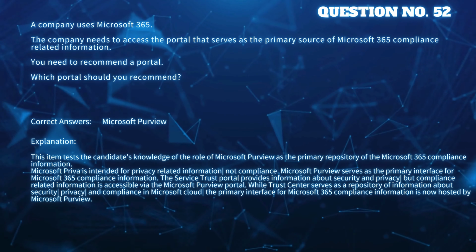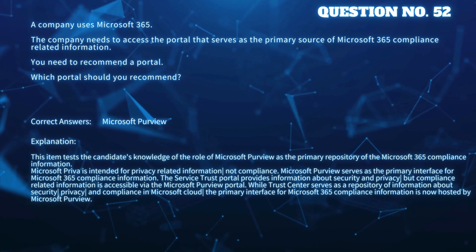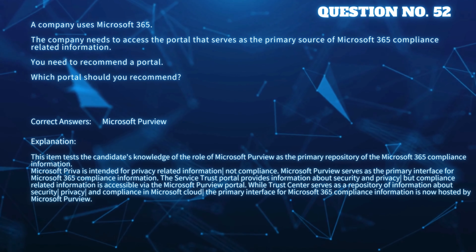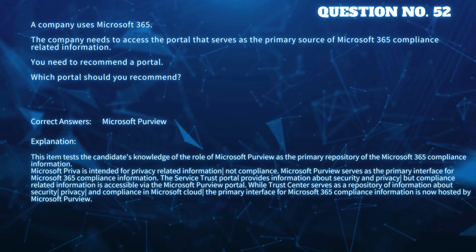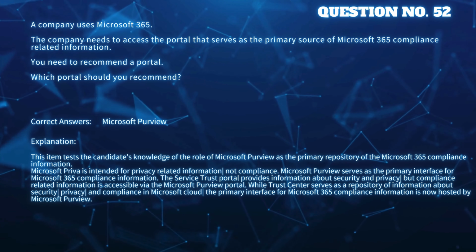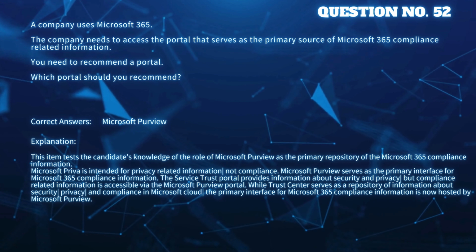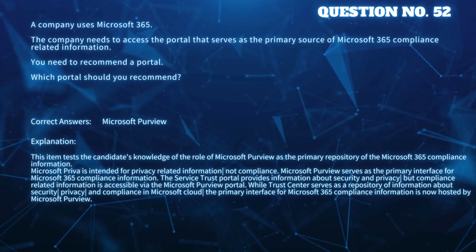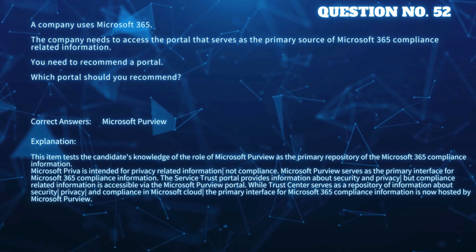Microsoft Priva is intended for privacy-related information, not compliance. Microsoft Purview serves as the primary interface for Microsoft 365 compliance information. The Service Trust Portal provides information about security and privacy, but compliance-related information is accessible via the Microsoft Purview portal. While Trust Center serves as a repository of information about security, privacy, and compliance in Microsoft Cloud, the primary interface for Microsoft 365 compliance information is now hosted by Microsoft Purview.